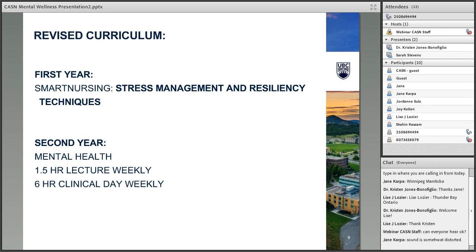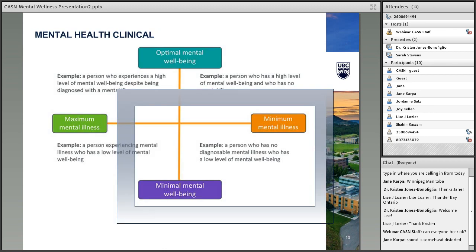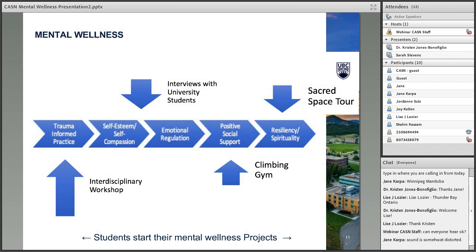So this is in relation to the fact that we see it as something that the students need to have earlier in the program because of the prevalence of mental illness, as well as being able to apply this to all of their patients. So in our mental health clinical, we have the first half of the semester focusing on the right-hand side of the diagram, patients and clients who do not have a mental illness but have minimal mental well-being.